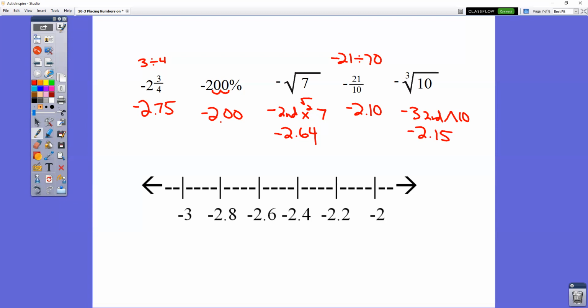-2.75. -2.7 would be right here in the middle of -2.6 and -2.8. So -2.75 is exactly halfway in between -2.70 and -2.80. It's exactly halfway in between. So it's going to go right there. -2, there's already a hash mark right there for -2.